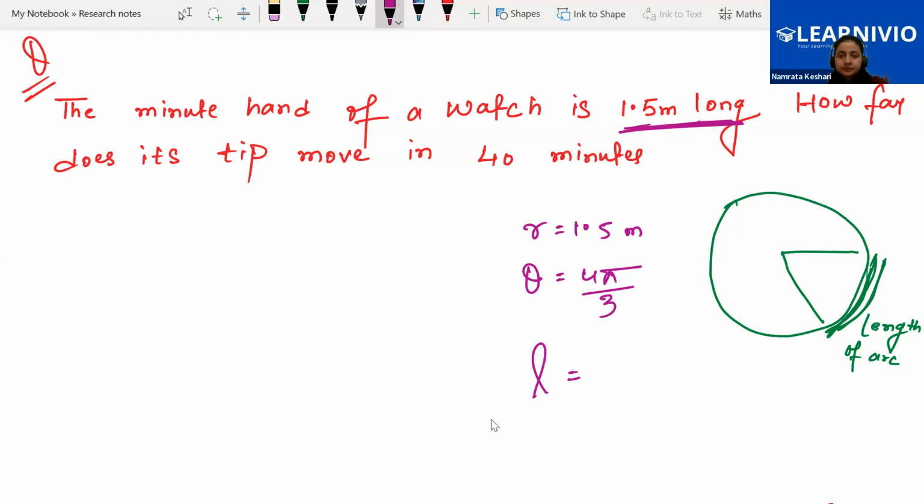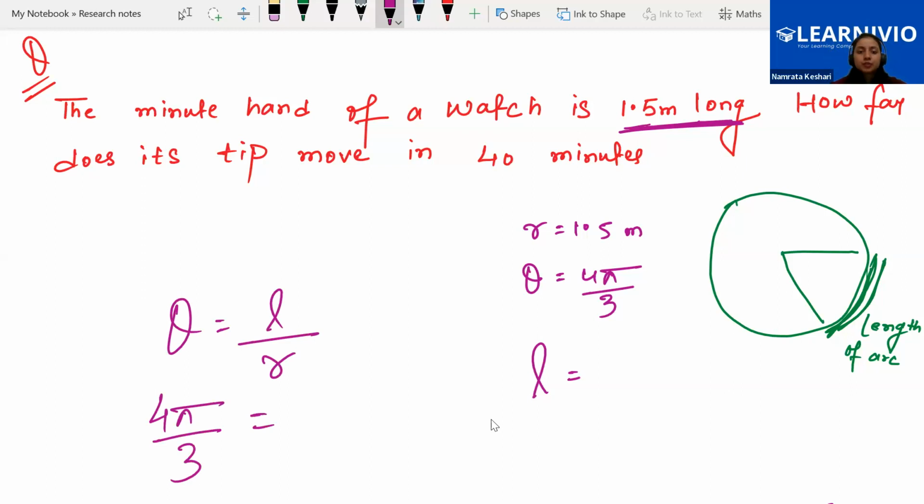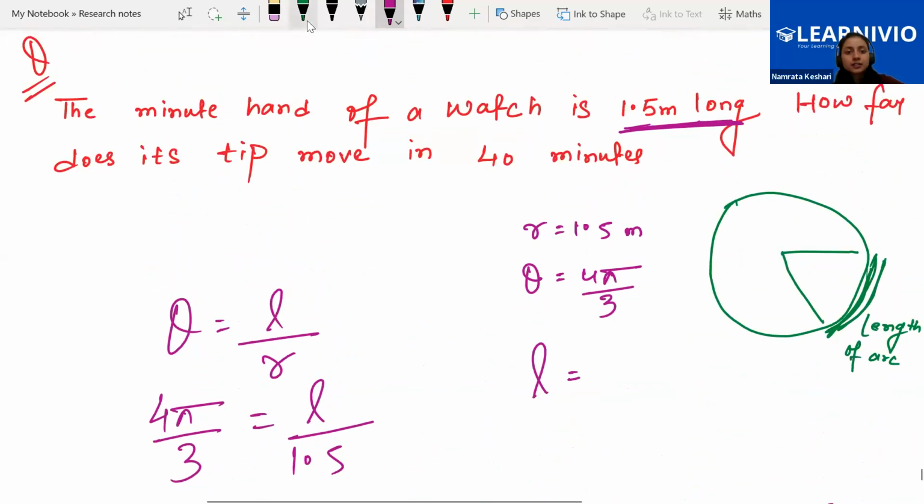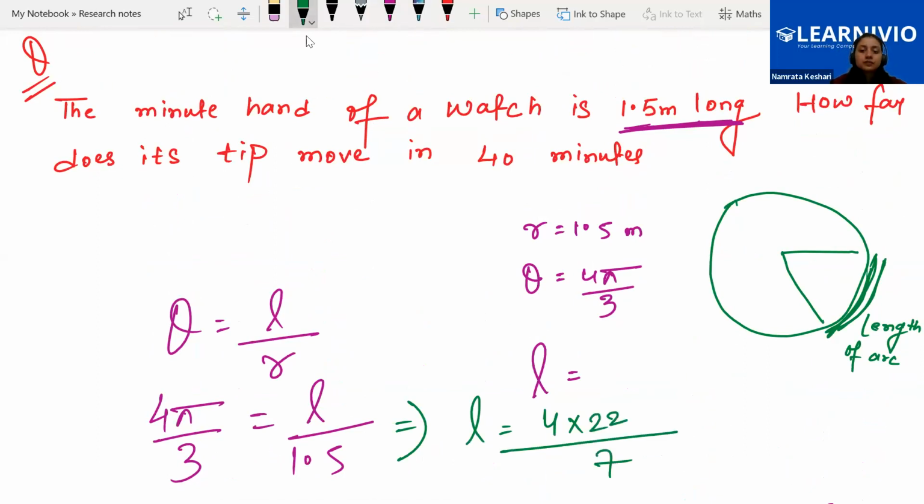Length is 2 pi. Let me check. Theta is equals to L by R. Theta is 4 pi by 3. L we don't know. R is 1.5. Now only you ask me, can we put the value of pi over here? I say to you, yeah, why not? So let's put it. L is equals to 4 into pi, means 22 by 7. 3 is already there in the denominator. 1.5 will also sit over here.